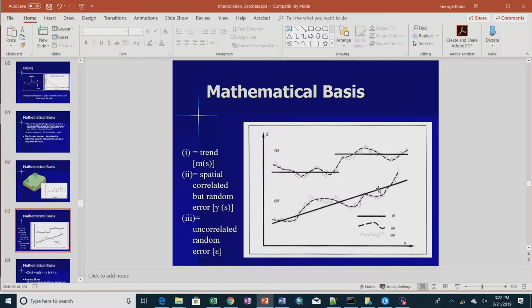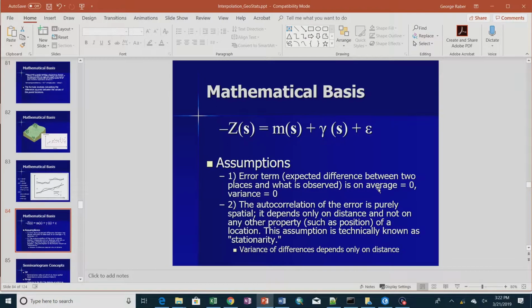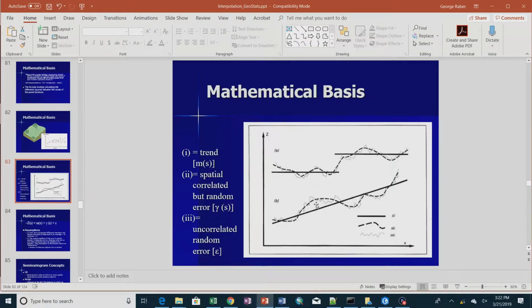Are they trying to predict elevation? Yeah, elevation is one thing, but you could also predict temperature using this. Yep. So what this formula says is basically that your value at the end is going to be a function of the trend and the semivariance, plus there's going to be some error associated that we just can't predict.